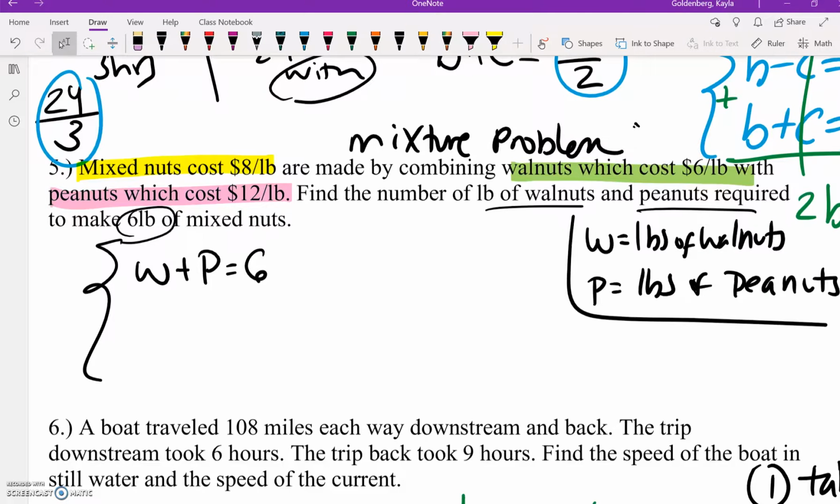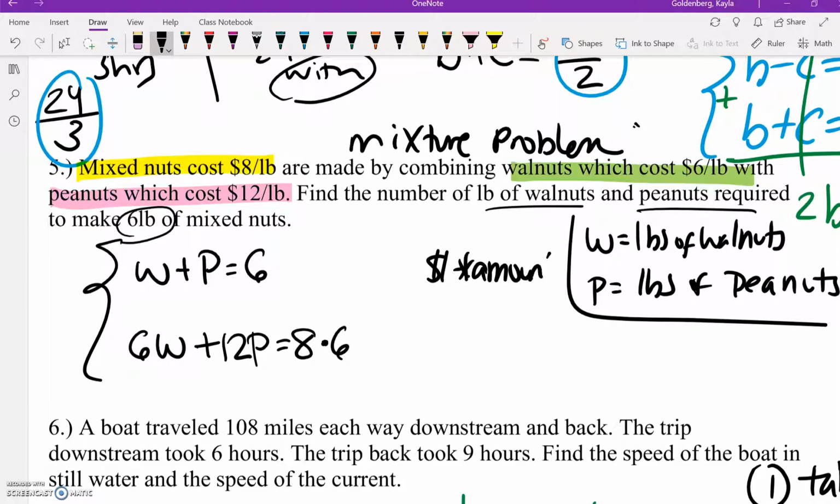So let's see. Typically we do percent times the amount. Let's try price times the amount. So if I have walnuts and they're $6, $6 times how many pounds of walnuts I get, plus $12 times how many pounds of peanuts I get, should be equal to $8 times however many total pounds. Remember, my total pounds is 6. So for this, you want to do money times amount, really similar to when we do percent times amount in the other problems.